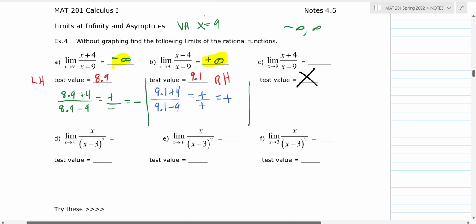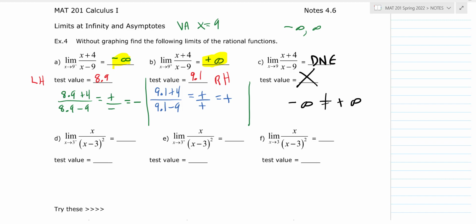That's not necessary. This would be does not exist, and the reason it does not exist is because these things are going in a different direction. So the answer to the left and right-hand limit are different. Okay, see, that's a real simple way to go through and do that without having to rely on graphing.